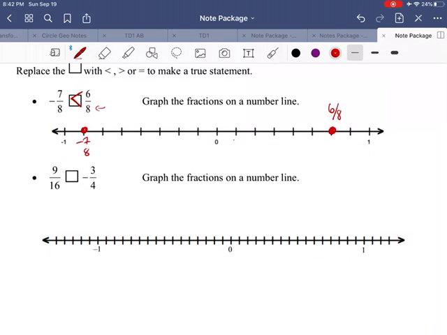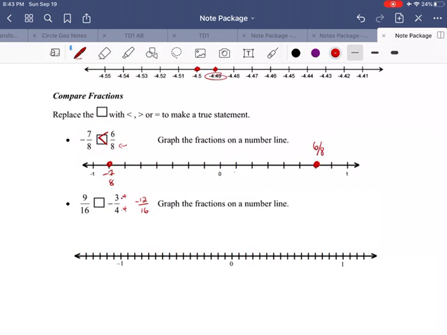Now these ones are different because we don't have the same denominator. So the first thing we're going to do is convert this one to a similar denominator. So multiply the top and the bottom by 4. So this becomes negative 12 over 16. And if we check our number line, how much do we have in between 0 and 1? 1, 2, 3, 4, 5, 6, 7, 8, 9, 10, 11, 12, 13, 14, 15, 16. Perfect. So these are all 1/16.